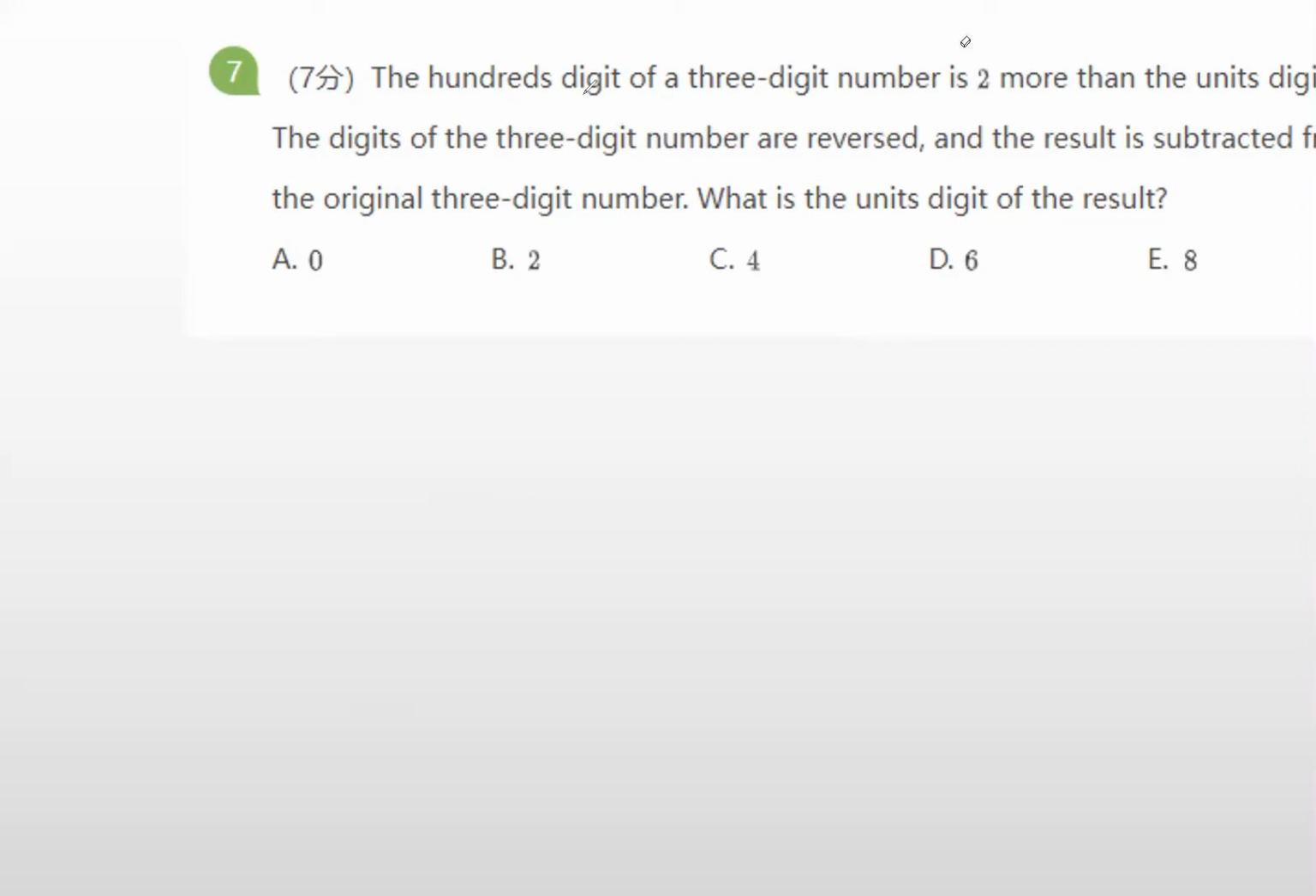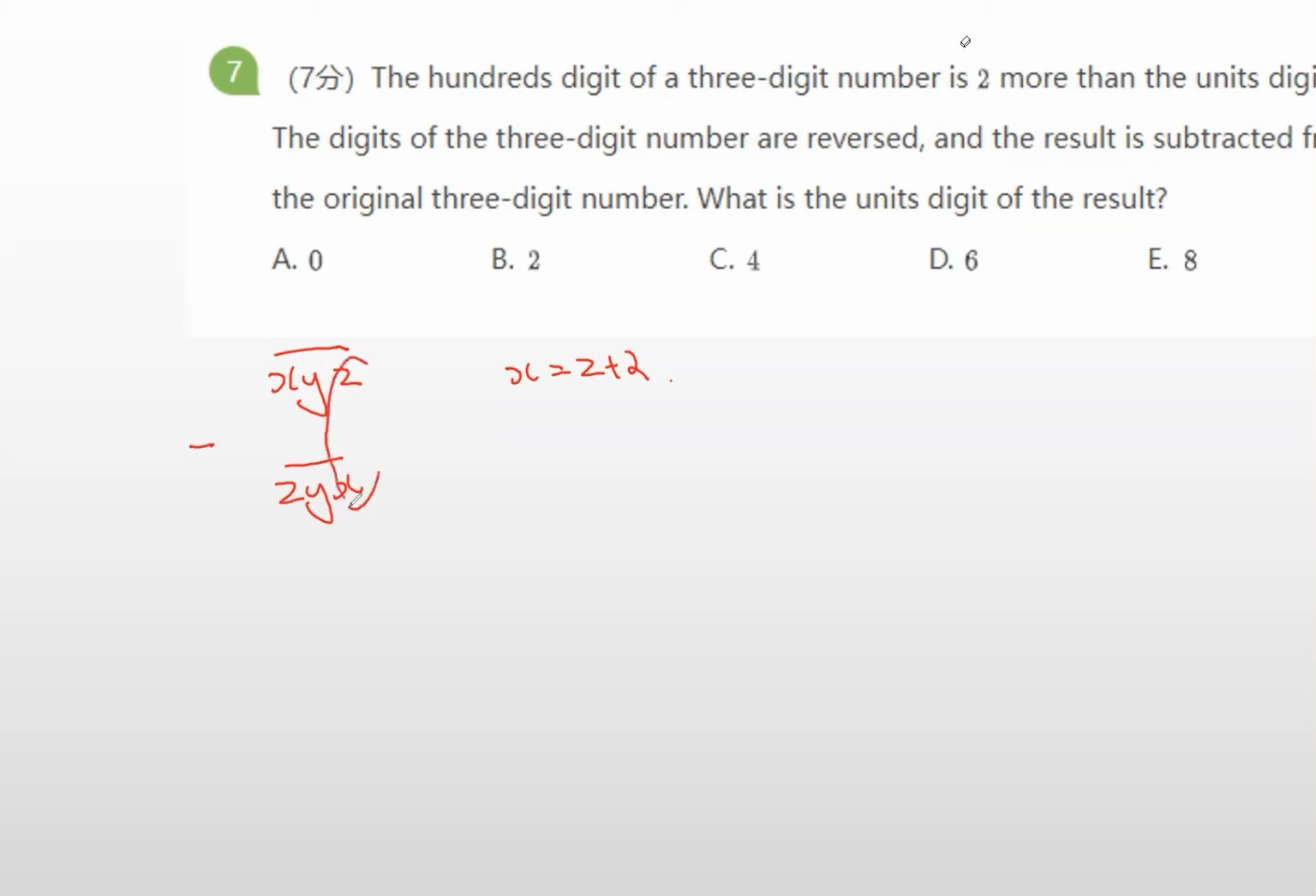But think about it. The hundreds digit of the 3-digit number is 2 more than the units digit. So if we have a 3-digit number, for example, xyz, this is not x times y times z, it's just a 3-digit number xyz, with a line on top of it. And we know x is equal to z plus 2, right? Now, the 3-digit number is reversed. So we have zyx. And so we have the first number take away the second number, right? We know x is 2 more than z.